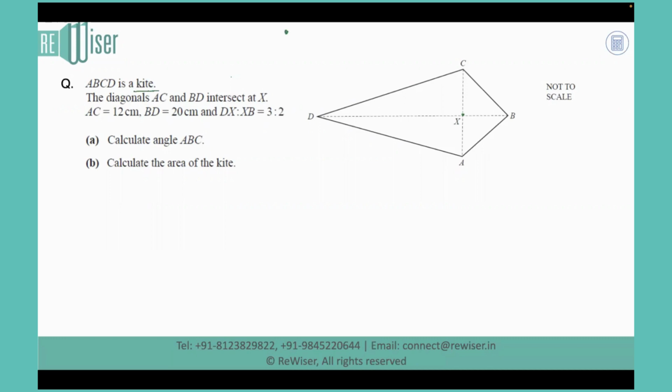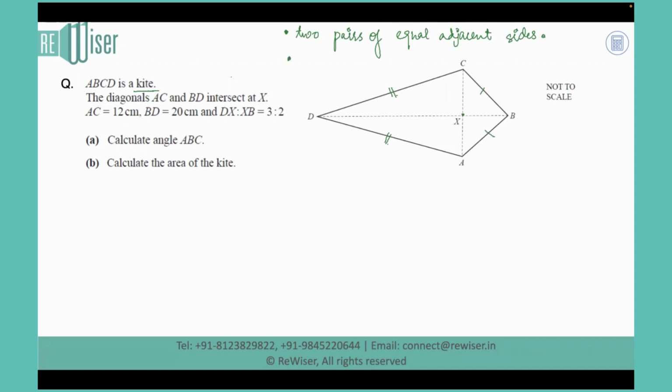Its first property is that it has two pairs of equal adjacent sides, which we can see in the figure are CD and AD. These are the equal sides, and the other pair is BC and AB.